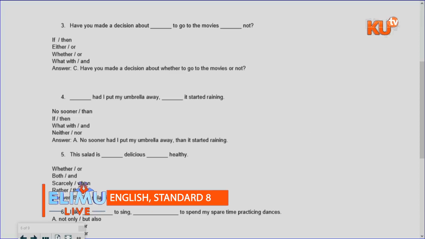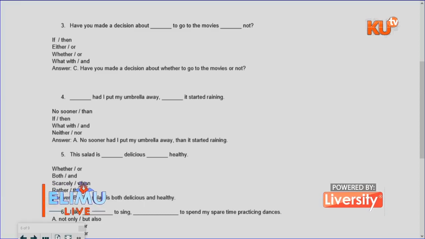Not really. So our correct answer there, as you should be thinking at home, is choice C. Have you made a decision about whether to go to the movies or not? Why? Because whether or are used together as a pair of correlative conjunctions, and they are the ones that suit that sentence.